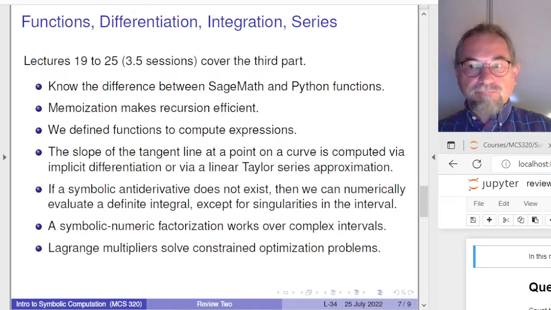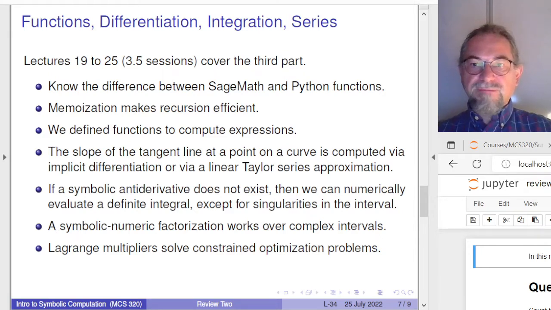So, what are the topics? The midterm exam covers chapters 3 and 4. Chapter 3 was called Calculus. Here I have expanded this out into functions, differentiation, integration, and series. You see the last 2 bullet points are special topics in symbolic numeric computing. The solving of the constraint optimization made the transition to the next part.